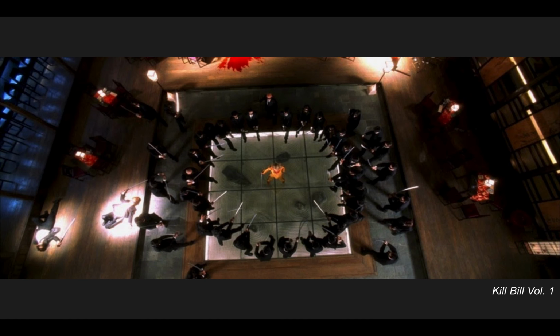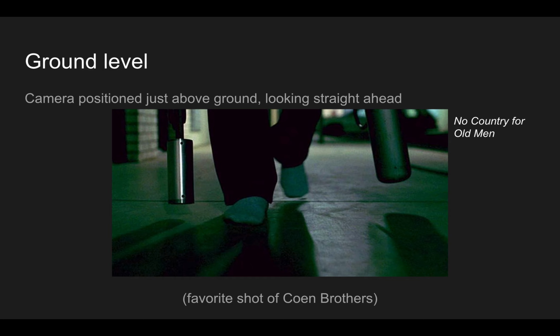And one other use of this aerial shot is to just kind of show characters again in context, in relation to their setting. Let's talk about a couple of other camera positions here.